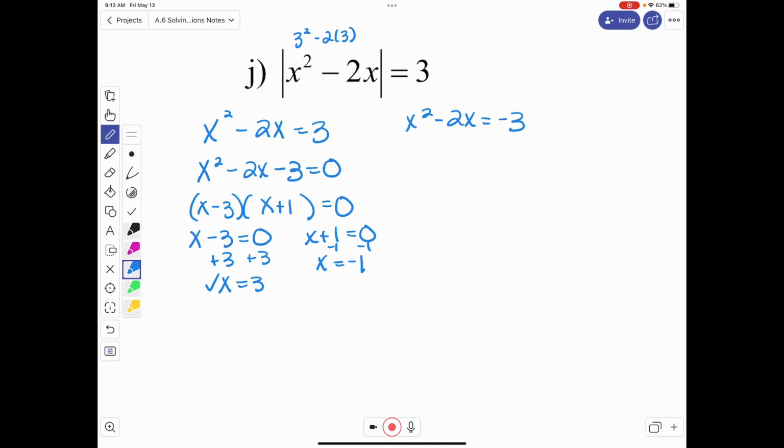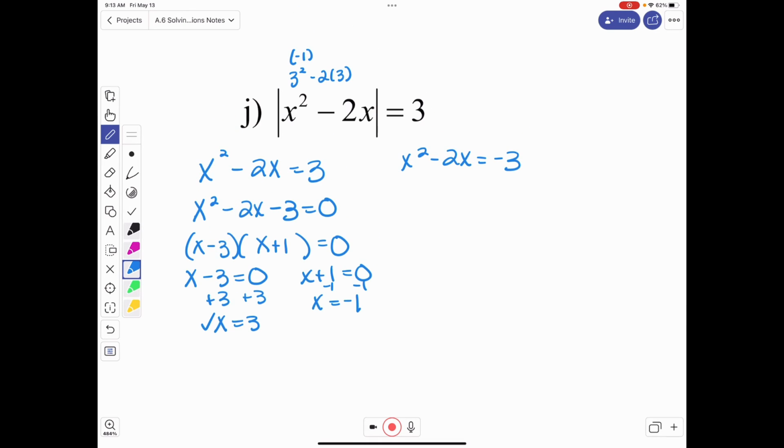And then if I do negative 1, now be careful here. You're squaring negative 1. So if you're typing that in your calculator, make sure you do put parentheses around it. Minus 2 times negative 1. And both of these are absolute values. So if you square negative 1, you get positive 1. Negative 2 times negative 1 is positive 2. So we got 1 plus 2, which is 3. So both of these work.